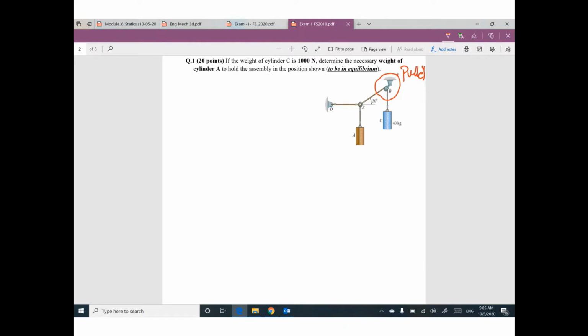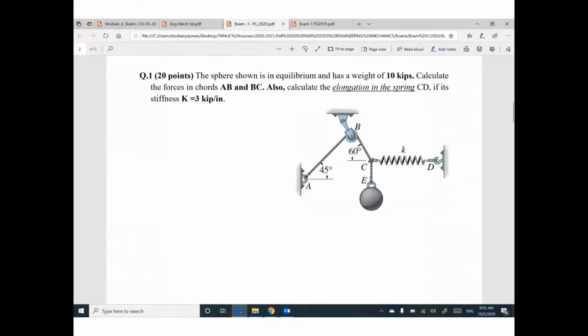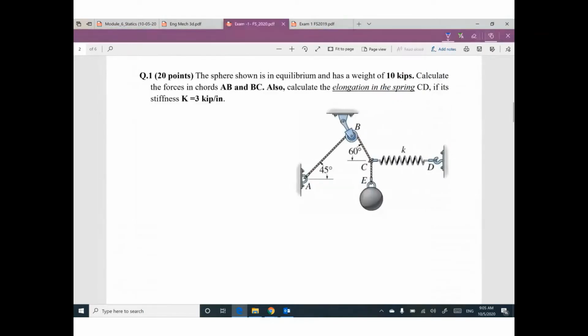Pulley means the only thing we learned from the pulley: this force equals this force. That's it. Forget it. We have here a pulley. What does it mean? This force equals this force. So FAB equals FBC.